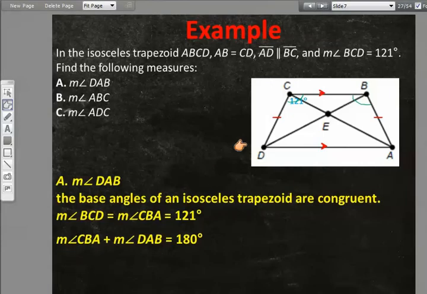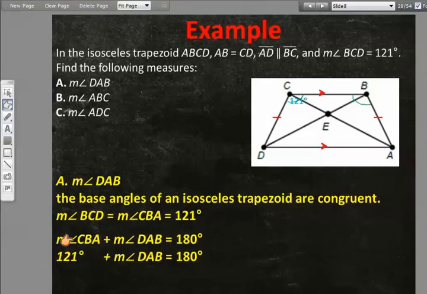The measure of CBA plus the measure of DAB are going to equal 180 degrees. So all we got to do is plug and chug here. We're going to put in 121 degrees for angle CBA. We don't know DAB yet, and we know they equal 180. So we subtract this 121 degrees from both sides. So we find out that the measure of DAB right here is going to be 59 degrees. That's how you work that out.